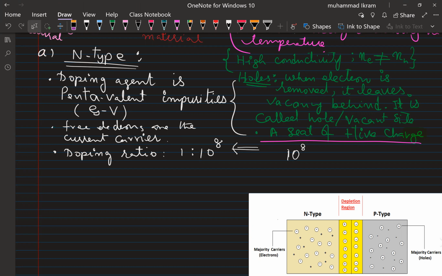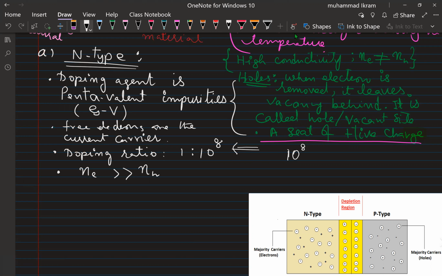And in the n-type semiconductor substances, the number of free electrons is far greater than the number of holes here. So the majority carriers are the free electrons here.